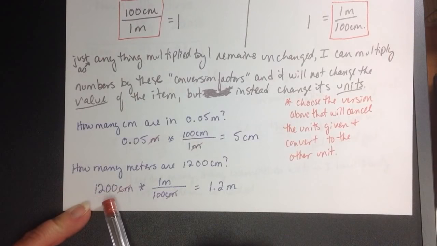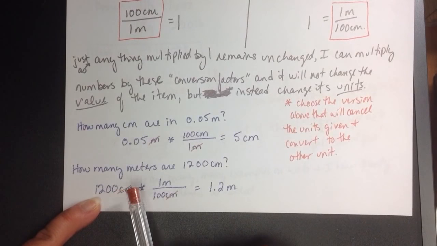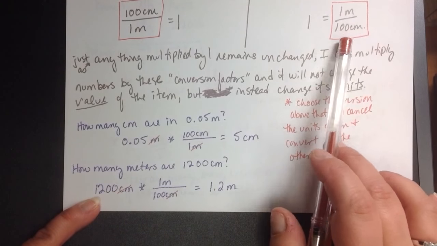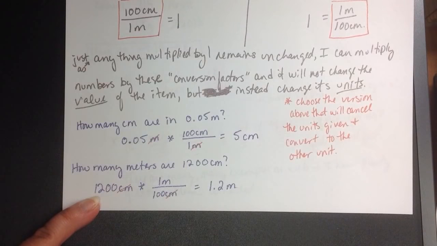So we're going to convert this 1200 centimeters to meters. We've got 1200 centimeters. In this case, I'm going to use this guy, the opposite. And the reason why is because I need my centimeters to cancel out. I need to get it in meters. And so that's why I use that, and bam.